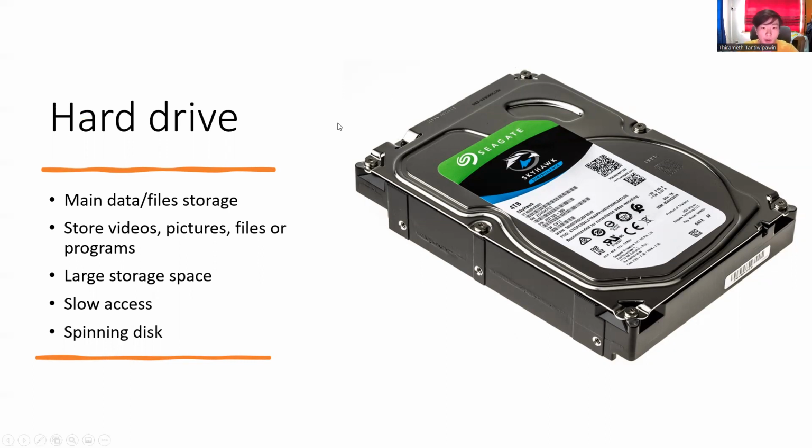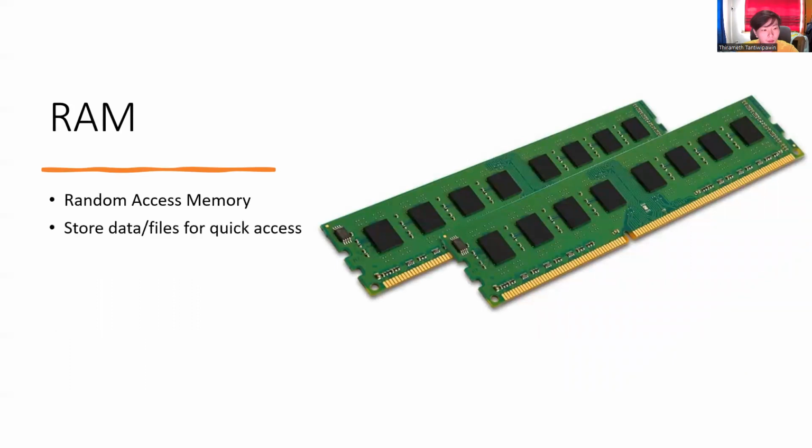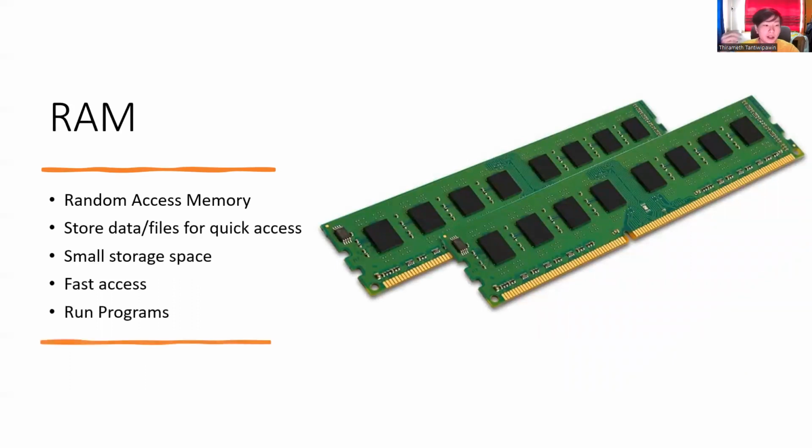So that's when the RAM comes into play. RAM stands for Random Access Memory. It also stores data and files, but it stores them for quick access for your CPU to use. It has a small storage space, but it has a fast access ability. So your CPU pulls the data or files from RAM in order to run the programs.